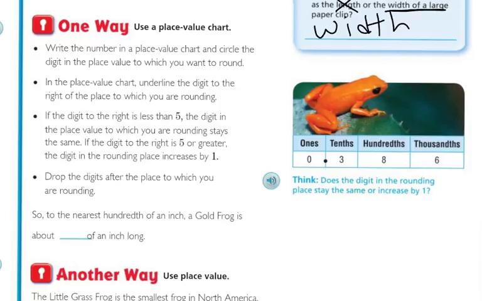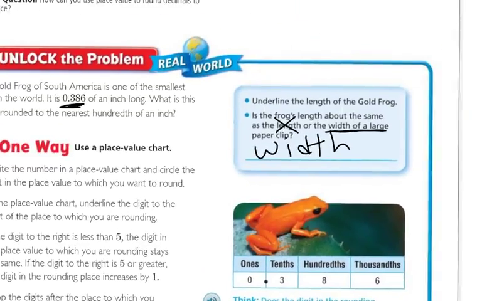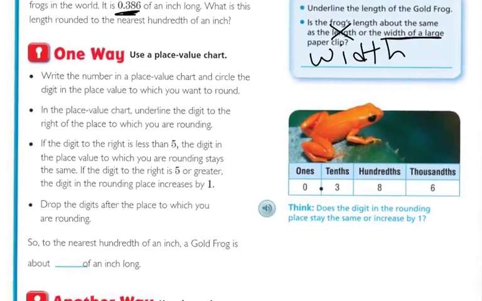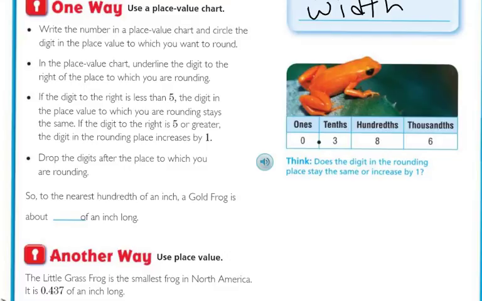Well, back in the problem, I want to round to the nearest hundredth. So if I'm going to round to the nearest hundredth, I'm going to have to circle the hundredths place. There's the hundredths place, okay? So now I'm looking to the digit to the right, that's going to be the thousandths place, and I need to find out if it's got enough power to change the hundredths place.